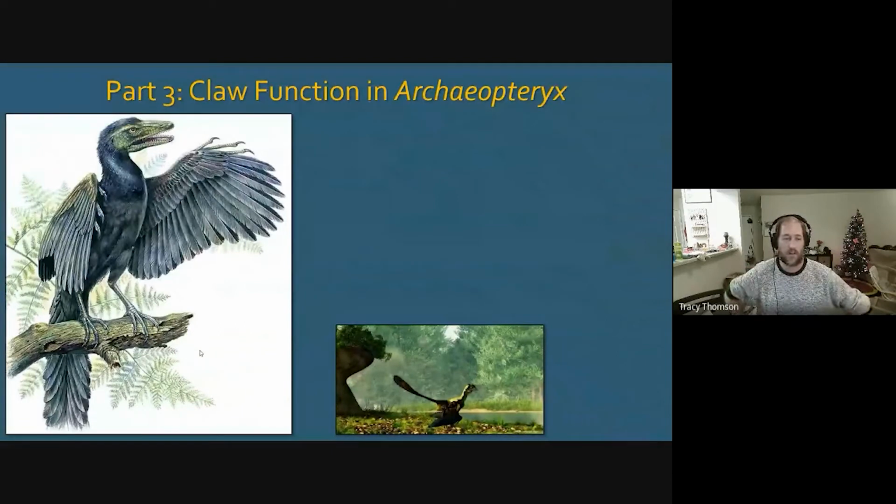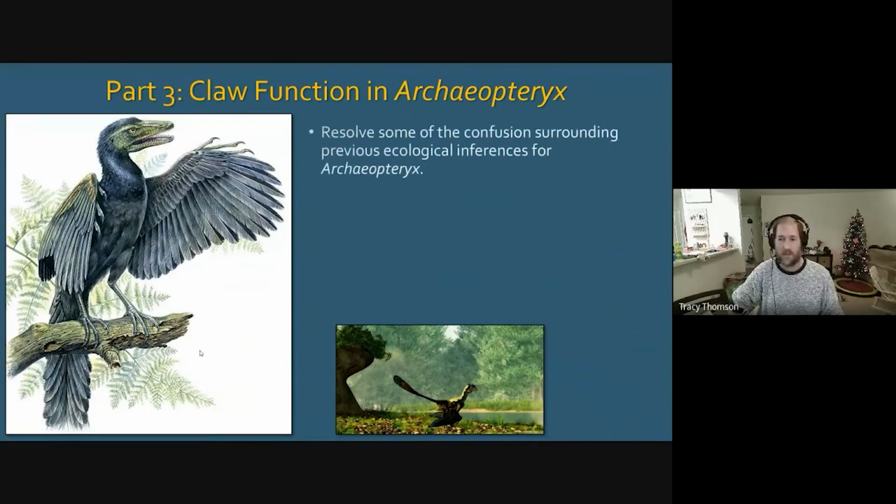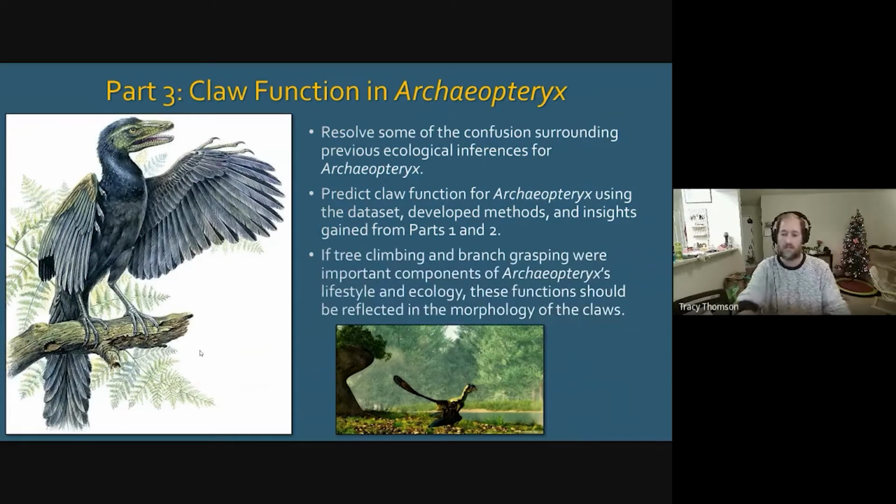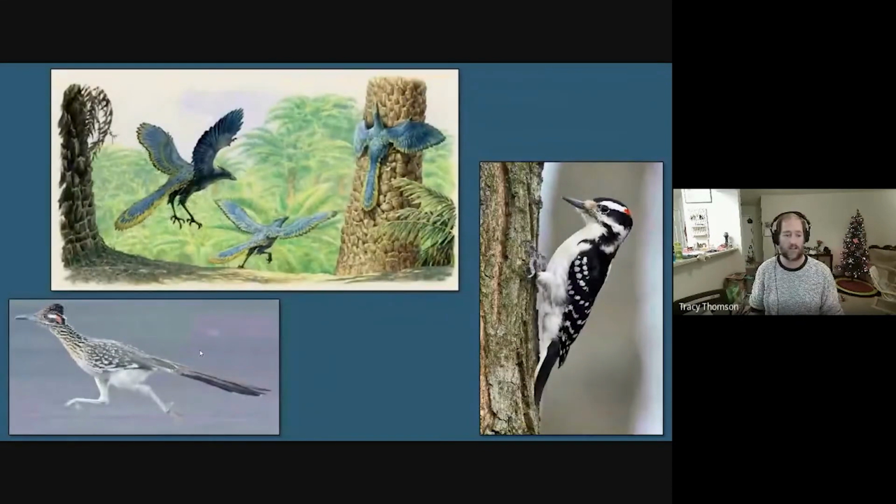And that brings us to Archaeopteryx. Is it climbing, perching, arboreal versus cursorial? What is it doing? All right, we want to resolve that confusion, predict the claw function using the information that we've learned from parts 1 and 2, and see how that can be incorporated into the origin of flight, the ecological context for the evolution of that feature, and how that is reflected in the morphology of the claws. So basically, we're asking the question, is Archaeopteryx a roadrunner or is it a woodpecker?